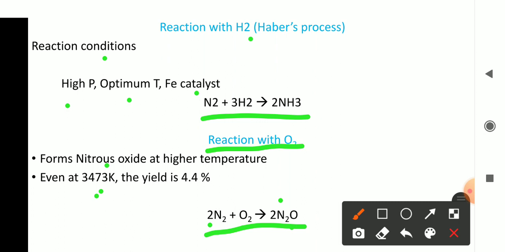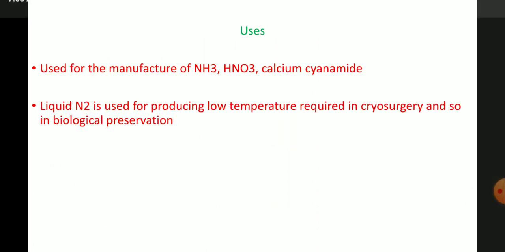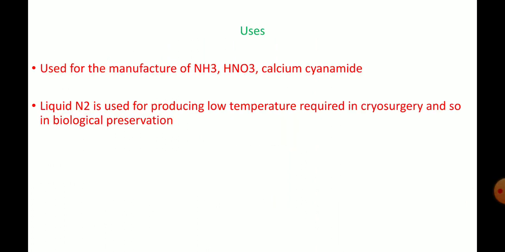So with this, the chemical properties of nitrogen are over. Then finally we have to see the uses. Okay, look at the first use. It is used for the manufacture of ammonia. Ammonia can be prepared using nitrogen. Then nitric acid can be prepared. Also calcium cyanamide can be prepared. So it is used for the preparation of ammonia, nitric acid and calcium cyanamide.